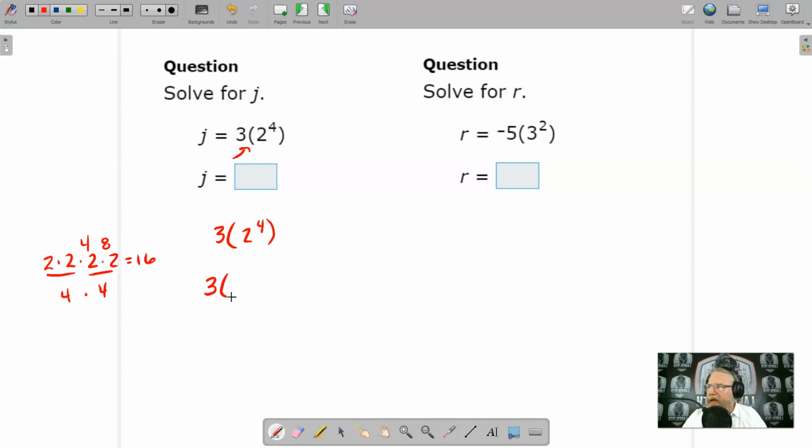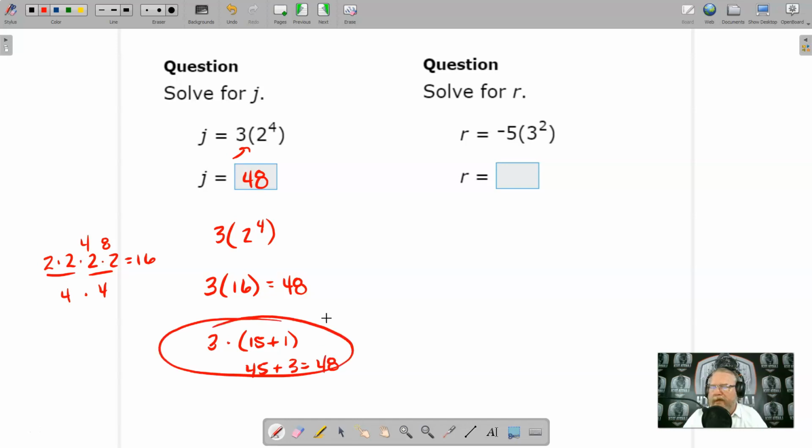So I would have 3 times 16. Now I can go ahead and do the multiplication, now that I've taken care of the exponent. And 3 times 16 should be 48. So the answer is 48. I do that one mentally. I think of this as 3 times 15 plus 1. 3 times 15, that's an easy one. That's 45. 3 times 1 is 3, and 45 plus 3 is 48. A little bit of a bonus there, showing you my mental math.